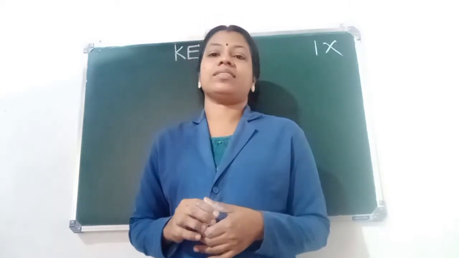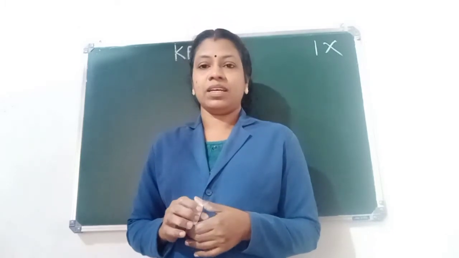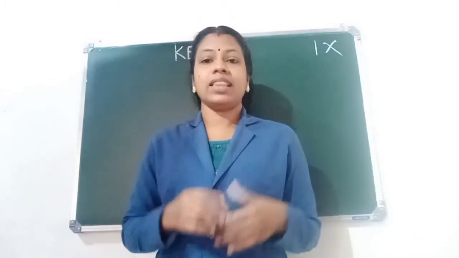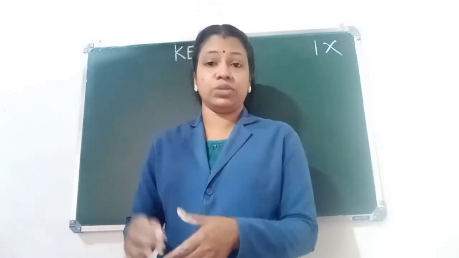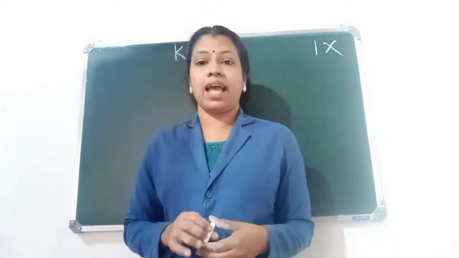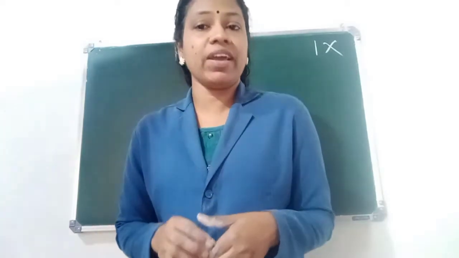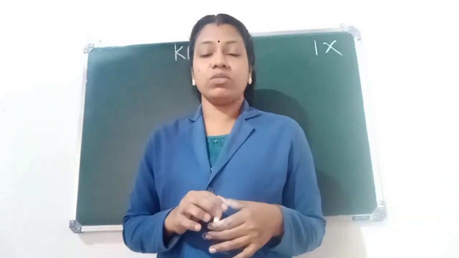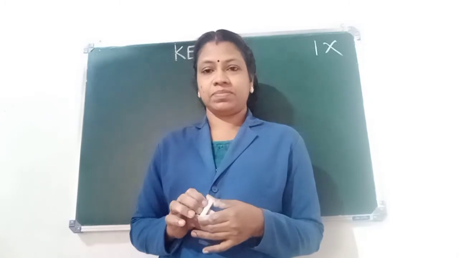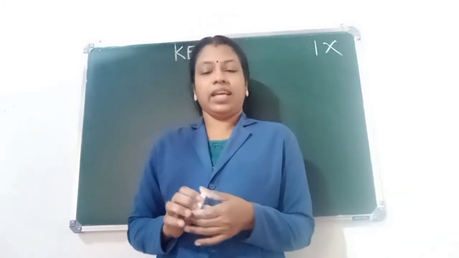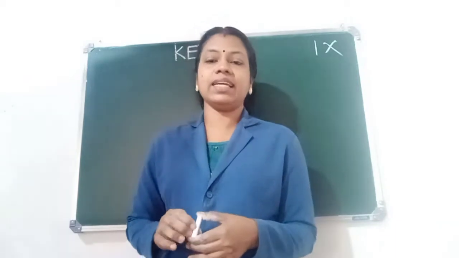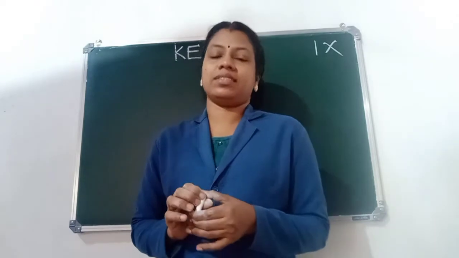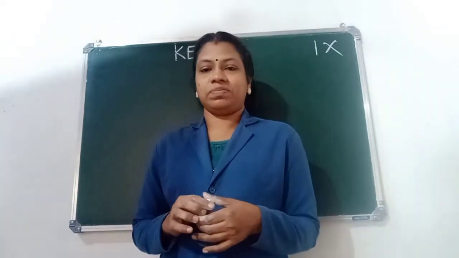Clear? Yes. Now the third one. If one side of a cyclic quadrilateral is produced, then the exterior angle is equal to the interior opposite angle. The exterior angle of a cyclic quadrilateral is equal to the interior opposite angle. These are the three theorems on cyclic quadrilateral. Clear? Yes. So this chapter is over.